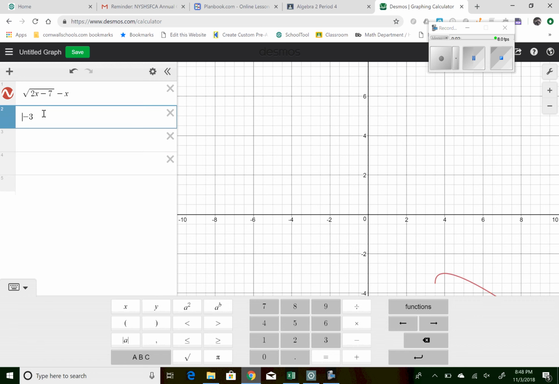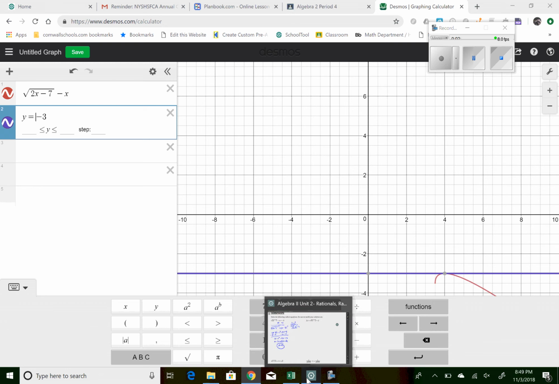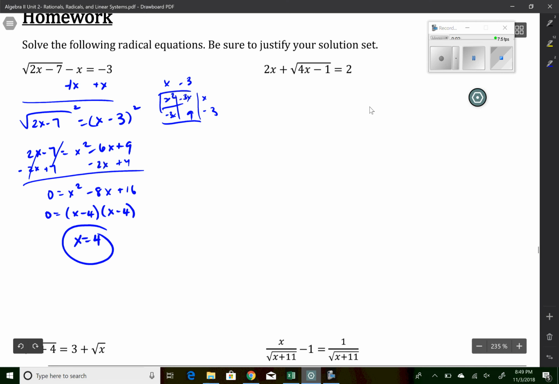I can't get this to work. There we go. All right, so we see that they intersect at 4. So the x value 4 does have an intersection point, so we are all set there. Let's take a look at the next one.